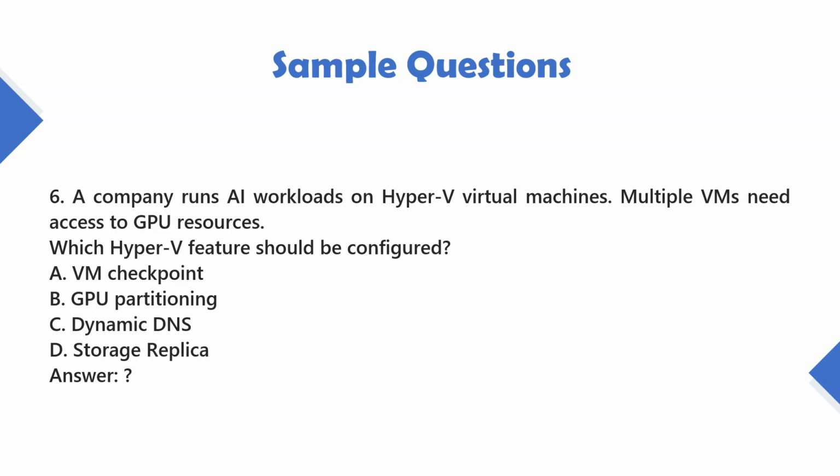6. A company runs AI workloads on Hyper-V virtual machines. Multiple VMs need access to GPU resources. Which Hyper-V feature should be configured? A. VM checkpoint. B. GPU partitioning. C. Dynamic DNS. D. Storage Replica.